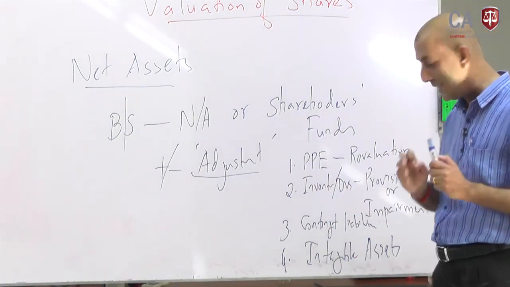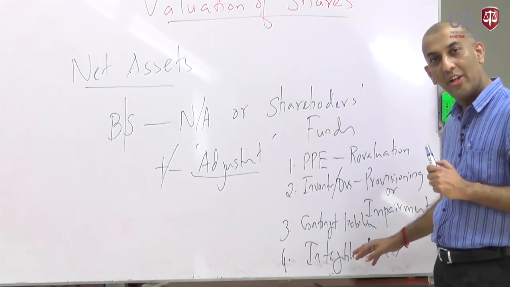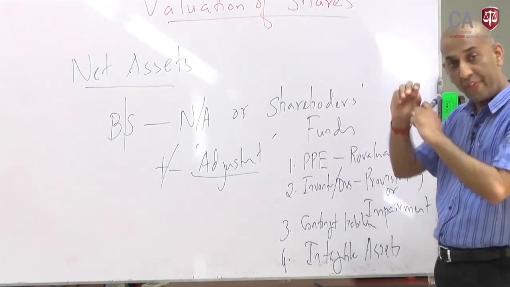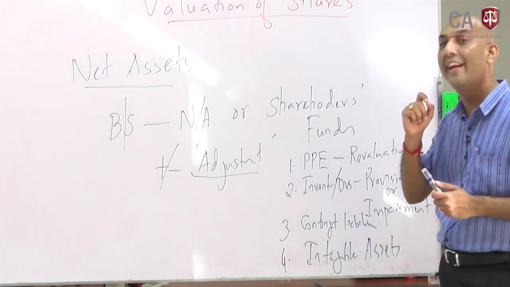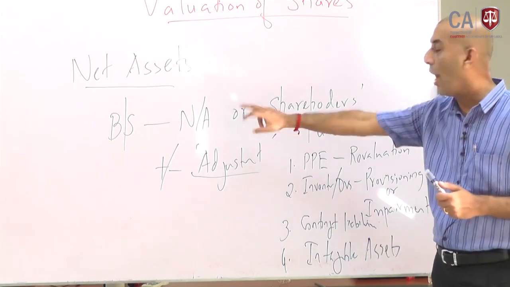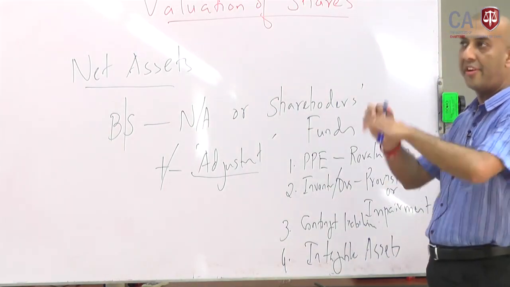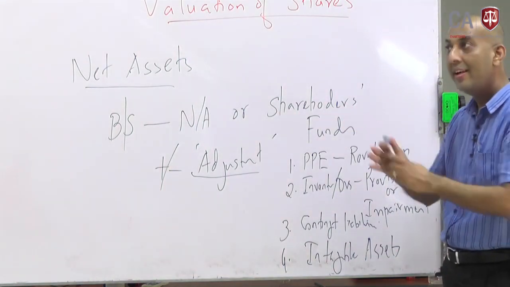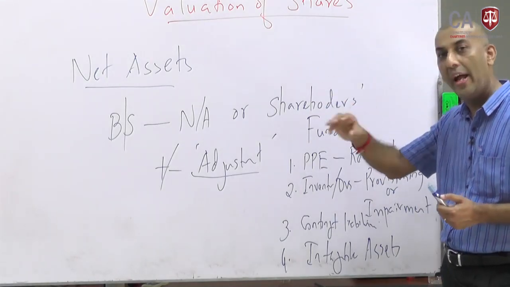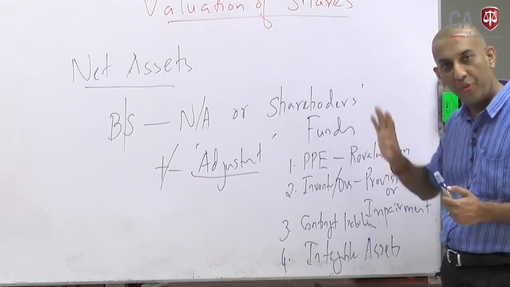So please note, this is one of the things the examiner generally tests. Intangible assets, if it is in the balance sheet or even if it is not in the balance sheet, if that is realizable, you can add it to the net assets value. If you have goodwill in the balance sheet, for example, but the goodwill is not realizable, then what do you do? You remove that goodwill and value the company. You have to remove the goodwill.